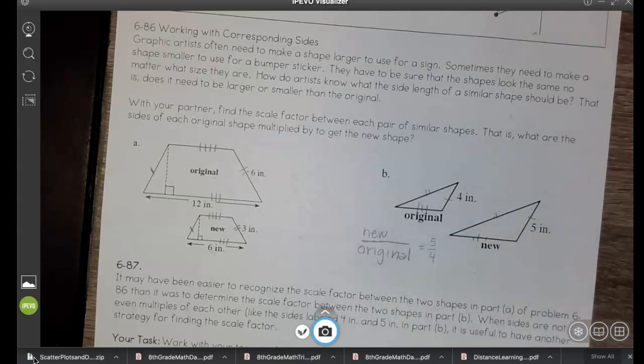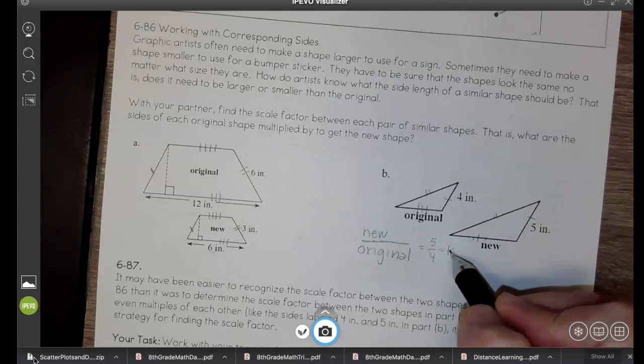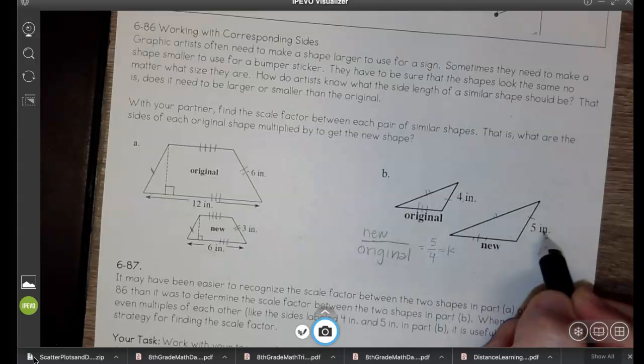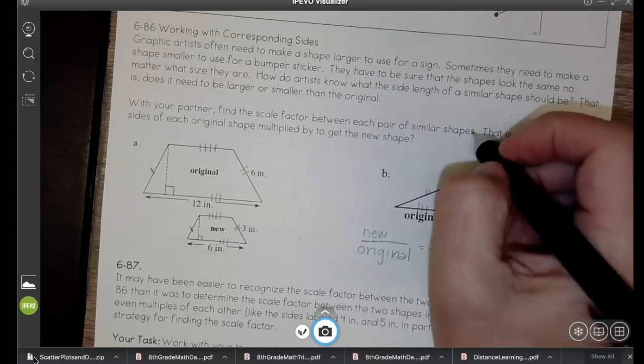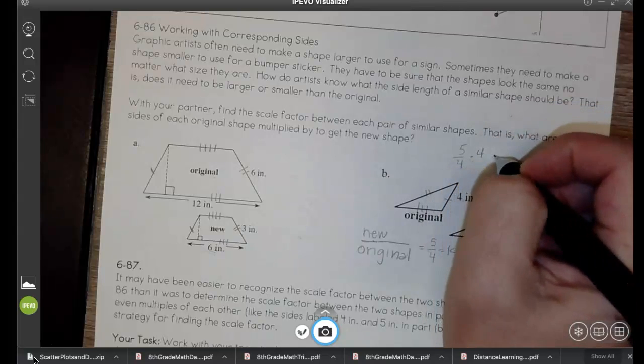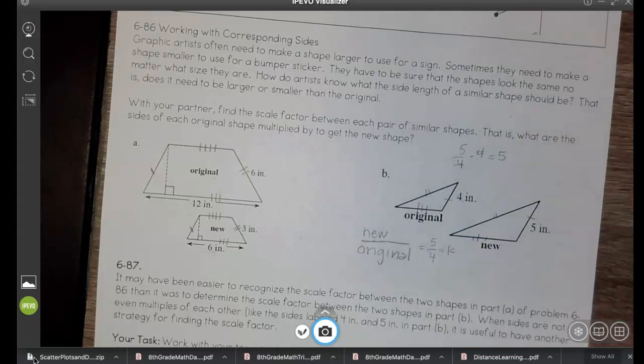And so we can check that. This gives me my scale factor. That means I had to multiply this number times this number to get this number. So I had to multiply 5/4 times 4, and I need to see if that equals 5, and it does. So we know that is correct.